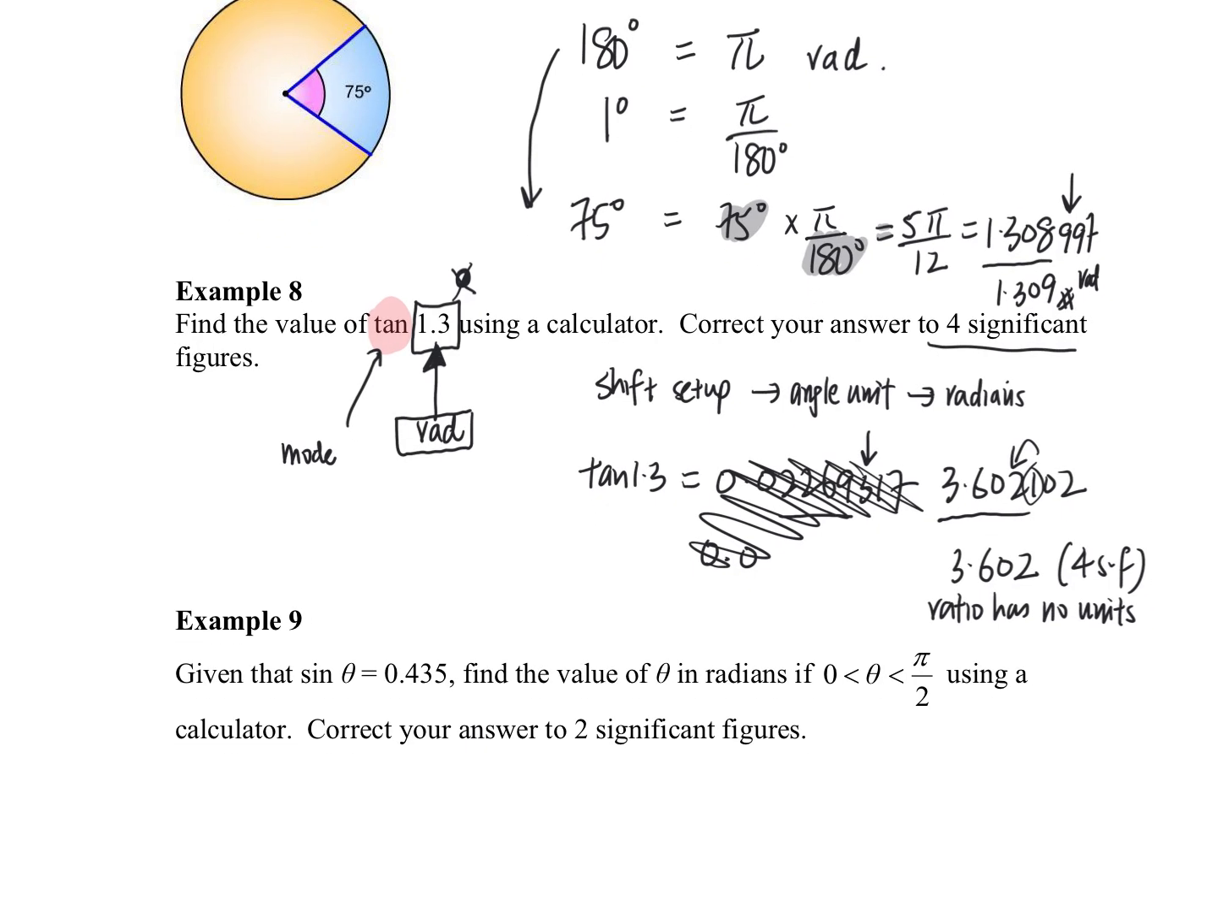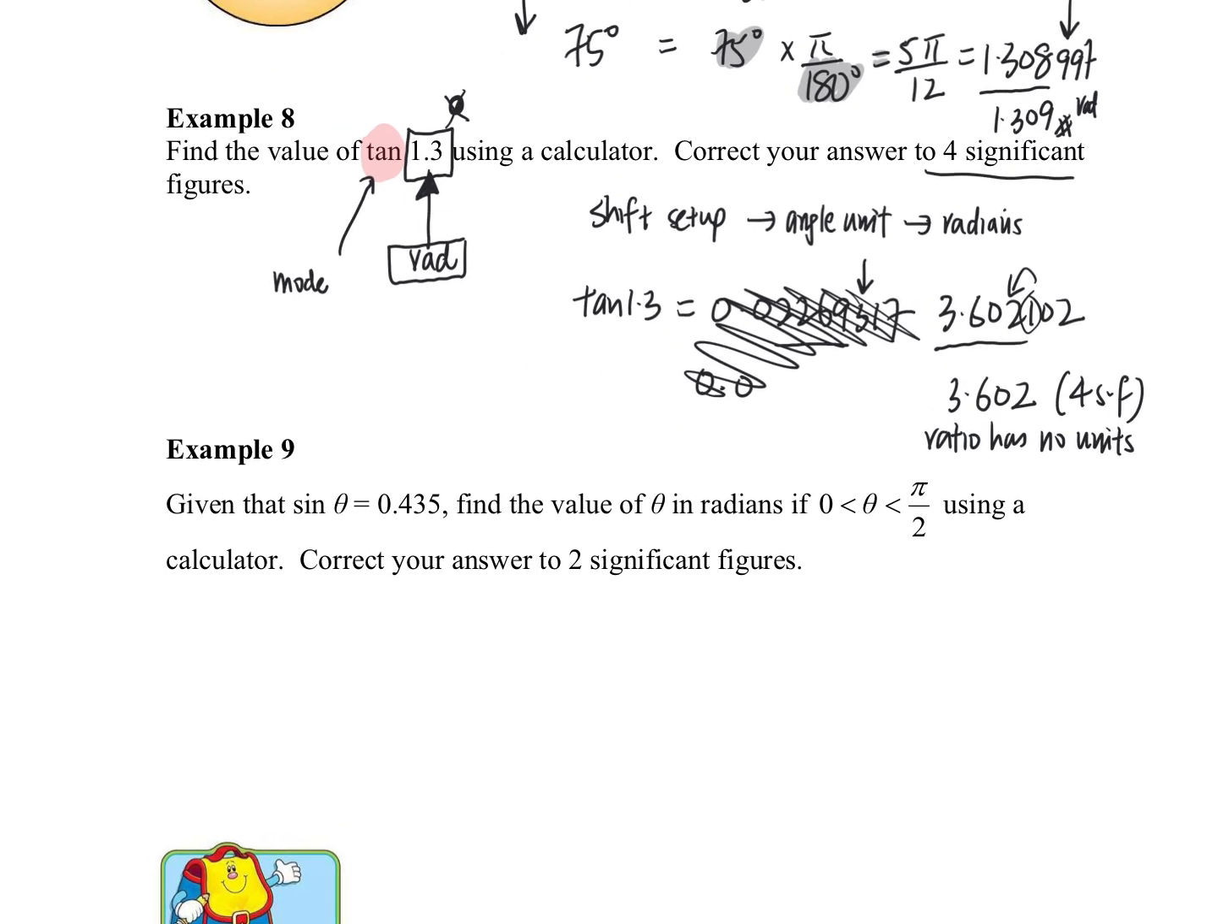Okay, last one. Same thing. They give me sine theta equals to a ratio. They say find the value of theta in radians. So when you see sine, cosine, tangent, change your mode to radian mode in this case. Okay, so how do we start? How to find theta?